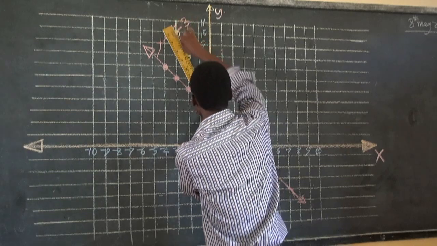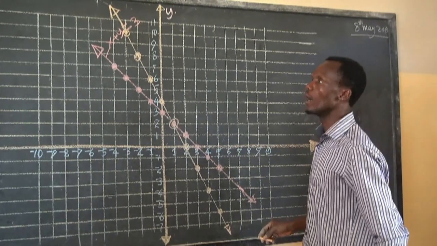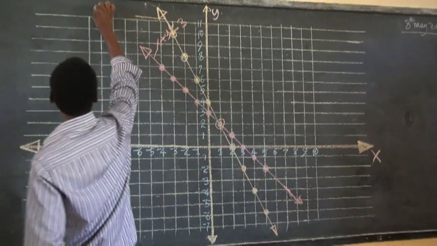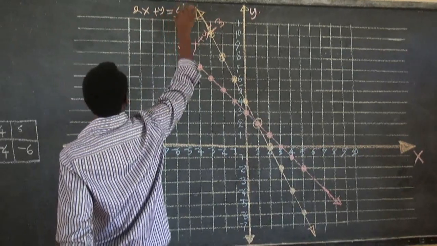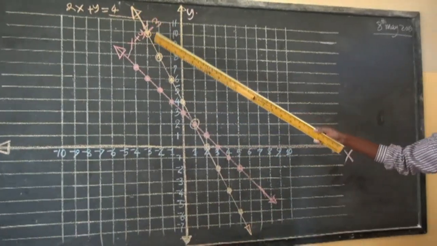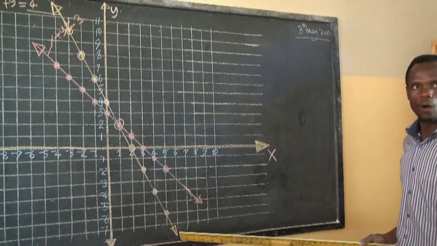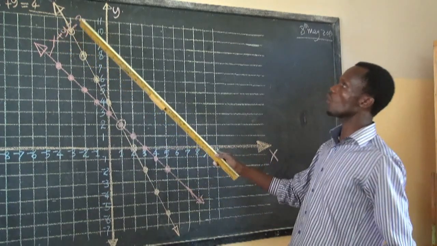Now, we are joining our points. Now, we have another line here. This is a line, you label it. This was because of 2x plus y is equal to 4. Now, this line here is because of 2x plus y is equal to 4, and this line here is because of x plus y is equal now to what?